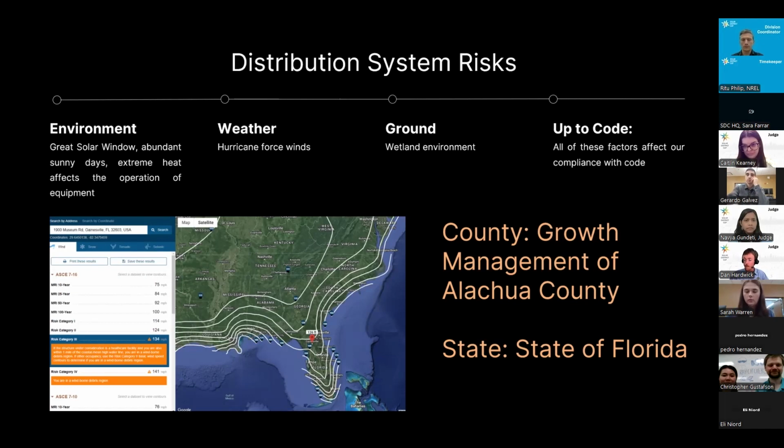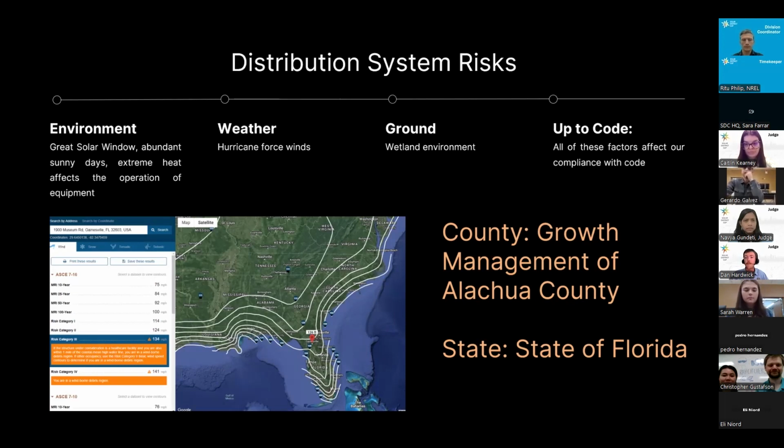The ground is, well, Florida is a wetland. So we have bypassed all of that completely by going solely with rooftops, as you could see, as well as car parks. So we will not be affected by any sinking ground. And to be up to code, we understood that the state of Florida is the AHJ and the county is the growth management of Alachua County.